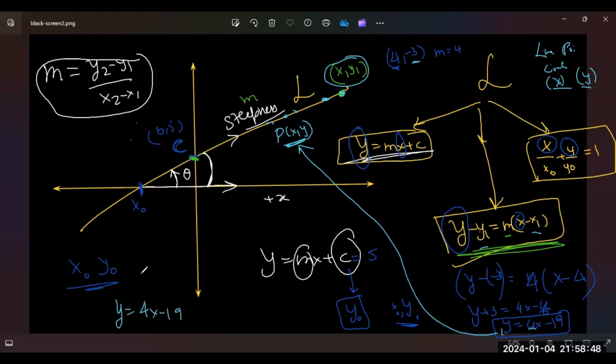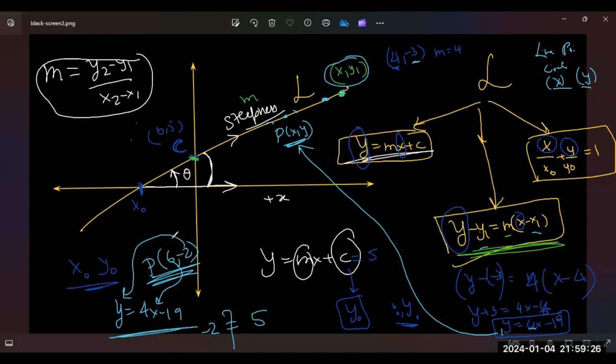What does this mean? If I am claiming some point (6, minus 2) lies on the line, it should satisfy the equation. Means what? The x coordinate if you put in place of x and the y coordinate if you put in place of y, it must satisfy the given equation. So it will be minus 2, and on the right hand side you have 6 4s are 24, 24 minus 19, which is 5. Is it satisfying? No. Which means this point does not sit on the line. It does not lie on the line.